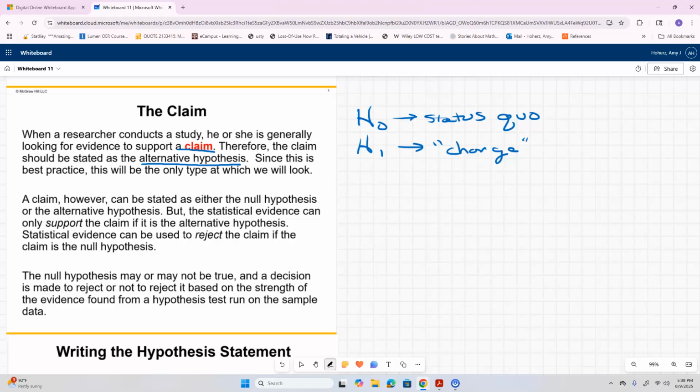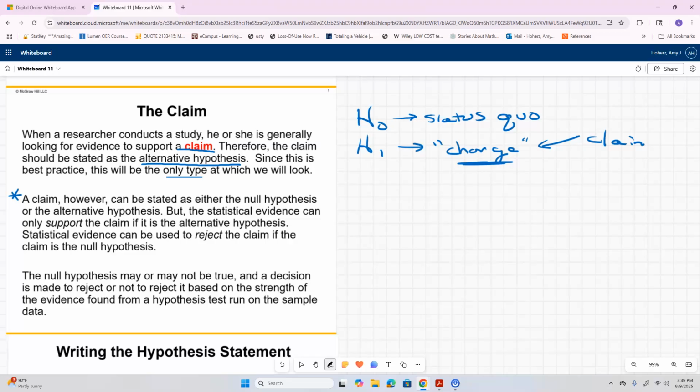The best practice is to use that alternative hypothesis as the claim, as the charge. And so this is the only type that we're going to look at. But just so you know, a claim can be stated as the null hypothesis. But when that's done, the evidence can only support the claim. Well, that's not good practice, because the statistical evidence can only support the claim if it's on the alternative hypothesis, as I mentioned up here, where it's on the H sub 1. If we put the claim on the null hypothesis, you can't reject the claim. So this just isn't good practice. The best practice is for this to be the claim, and that's the type that we're going to see.